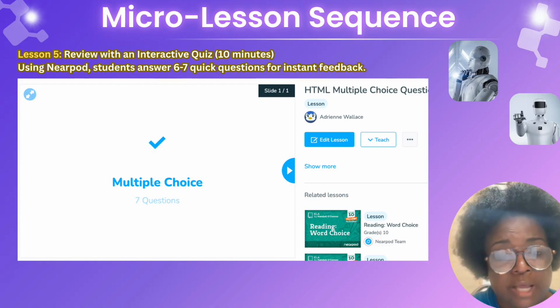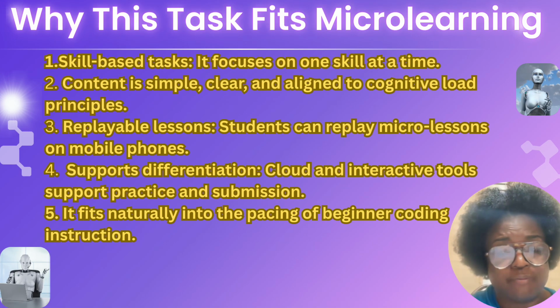Using interactive technology turns passive content into active practice because students can modify code, test outputs, and fix errors in real time. Why does this task fit microlearning? Because it's skill-based, it focuses on one skill at a time, and the content is simple, clear, and aligned to cognitive load principles. The lessons are replayable, so students can replay micro lessons on mobile phones, which supports differentiation. Cloud and interactive tools support practice and submission. And finally, it fits naturally into the pacing of beginner coding instruction.